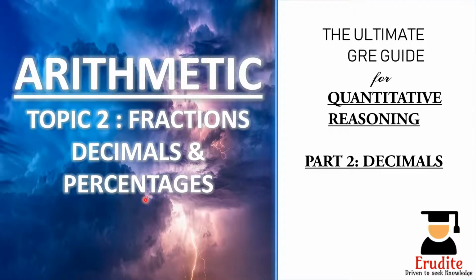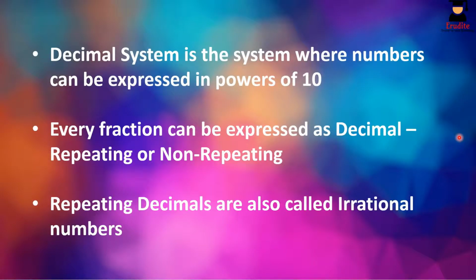Today, we are going to start off with part 2 from our arithmetic chapter, fractions, decimals and percentages, wherein we are going to discuss the theory completely based on the decimals part, and in the next lecture, we would be going on to the percentages part as well. So today, in this ultimate guide for GRE Quantitative Reasoning, we are going to cover the part decimals from the topic fractions, decimals and percentages in the arithmetic section.